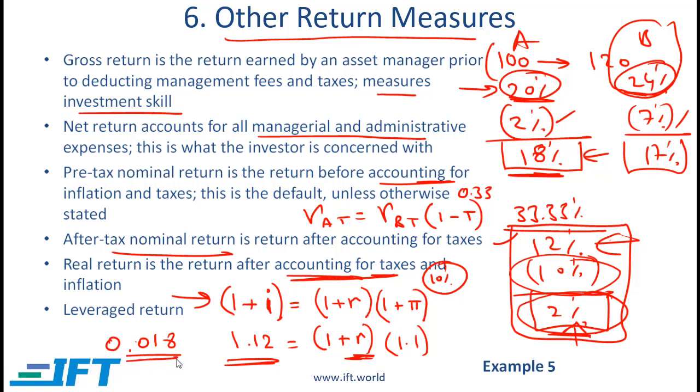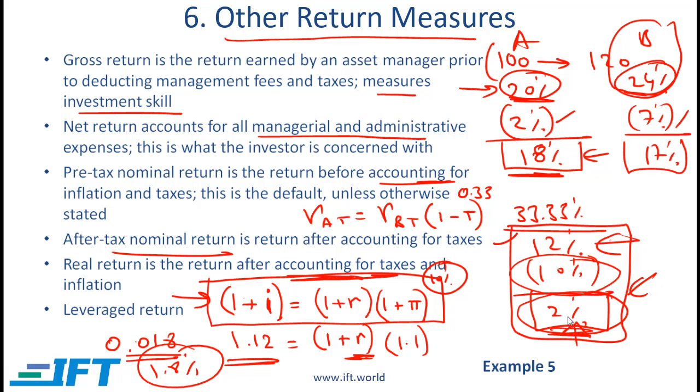When you solve for R, you will get 0.018, which means that the real return is 1.8%. Notice that the approximation of 2% was reasonably close to the 1.8% number. If you get something like this on the exam and your answer choices are very close to each other, then you should use this precise formula. If the answer options are pretty spread out, then you can use this approximate calculation.